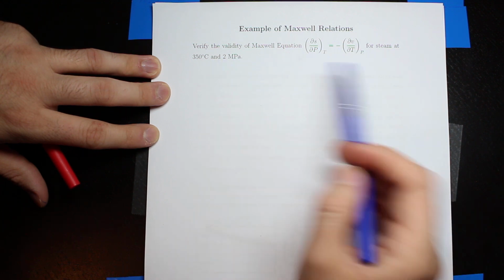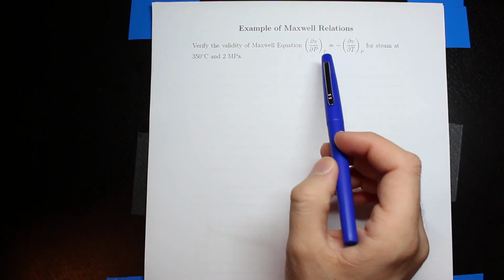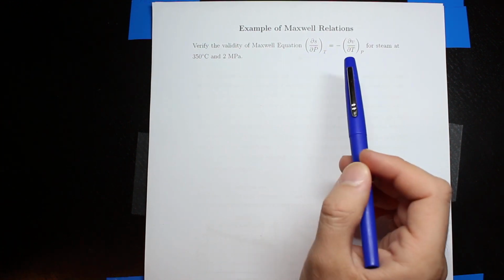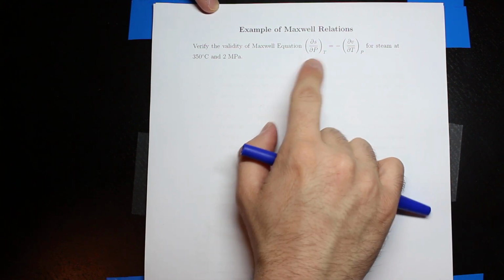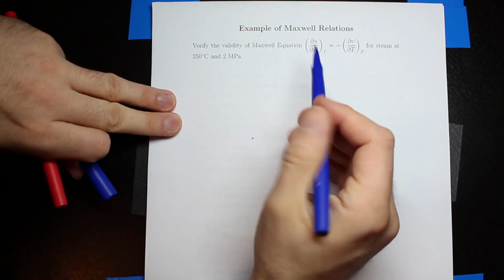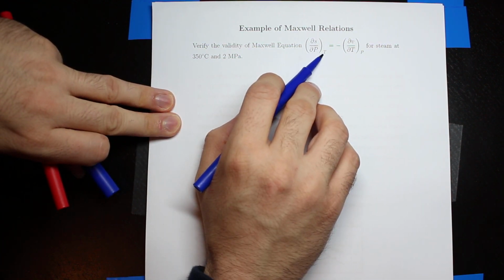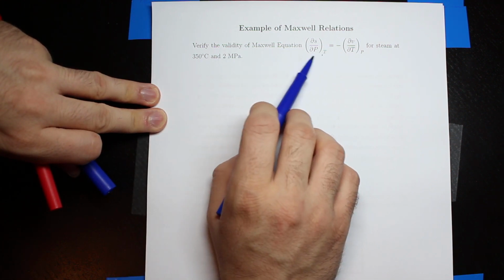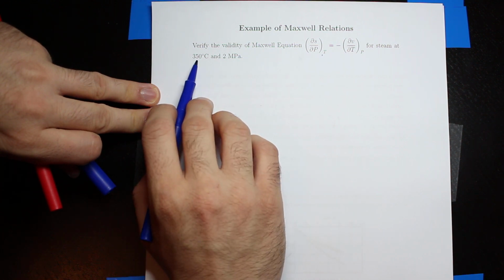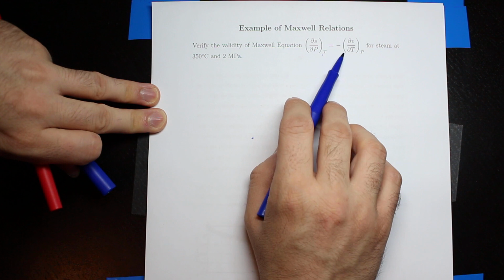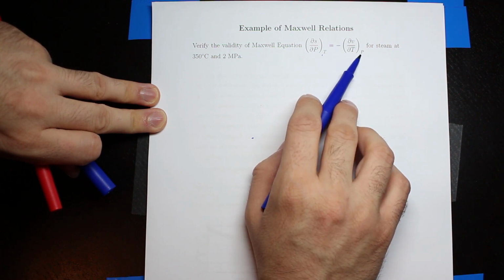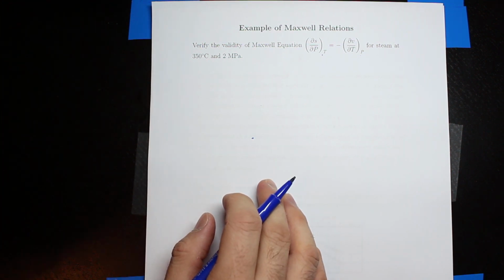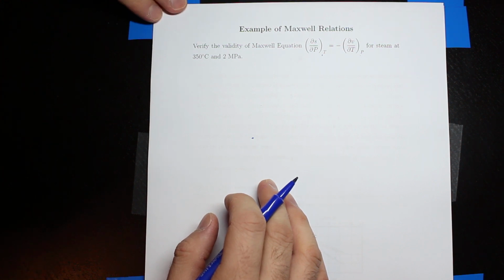In questions like this, we want to analyze either side of the equation for a certain condition. For instance, the left-hand side should be evaluated for steam when the temperature is kept constant. This subscript means the temperature should be constant, and the value is given at 350 degrees C. So we are evaluating the left-hand side at a constant temperature of 350 degrees C, and the right-hand side at a constant pressure of 2 megapascal. At the end of the analysis, we compare them to each other. So let's do the left-hand side first.